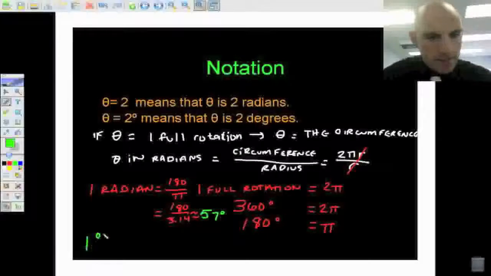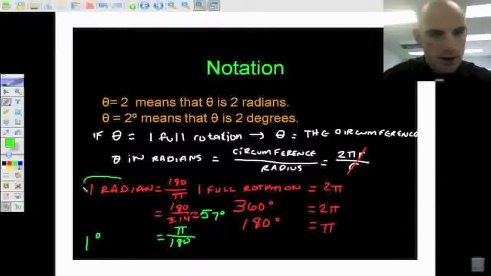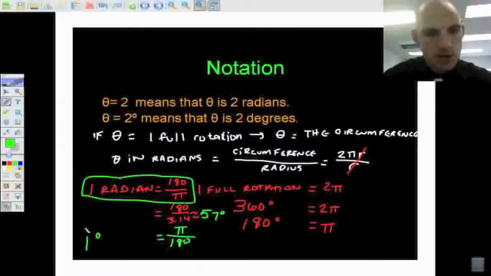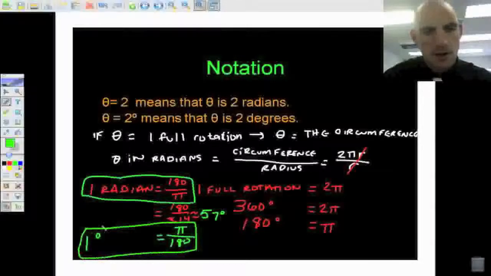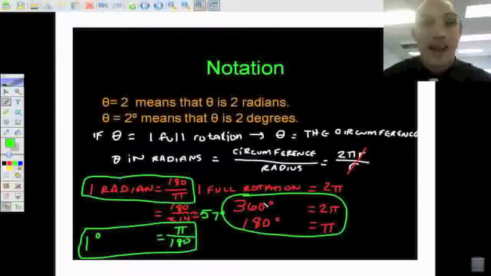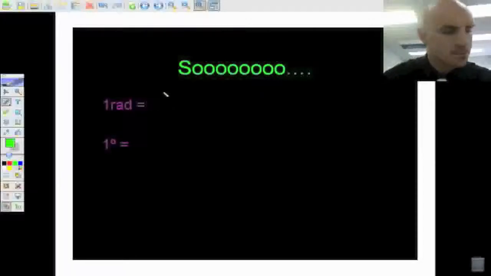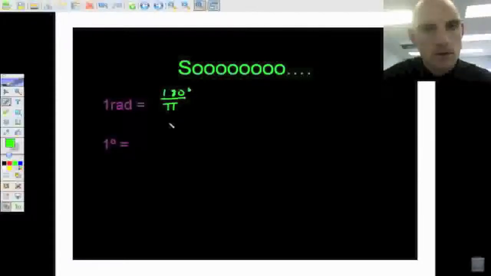1 degree is going to be equal to pi over 180. And so these are the basic things that we're working with. 1 radian is equal to 180 over pi. 1 degree is equal to pi over 180. These are going to be our conversion factors that we're going to use. This stuff here is also very important. That's the important stuff. How do we use it? 1 radian, like we said, is going to be equal to 180 over pi, and 1 degree is going to be pi over 180.